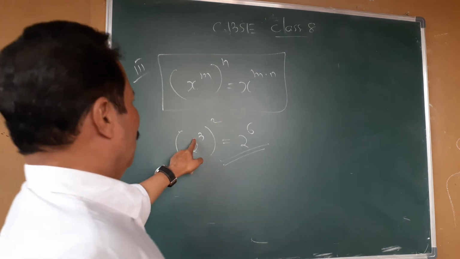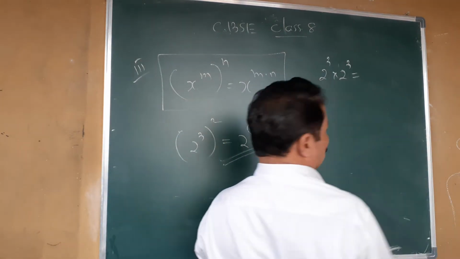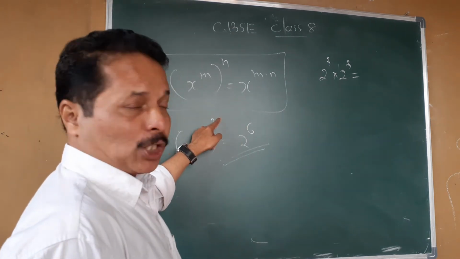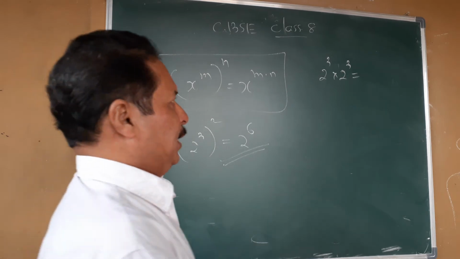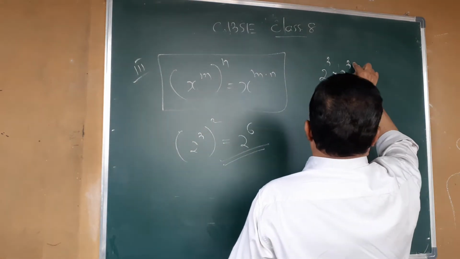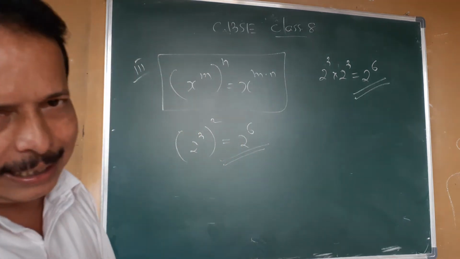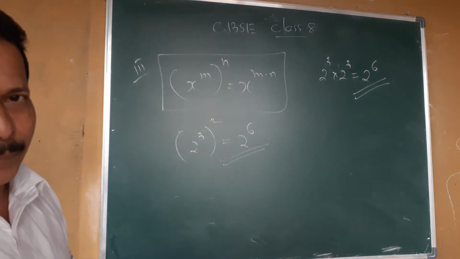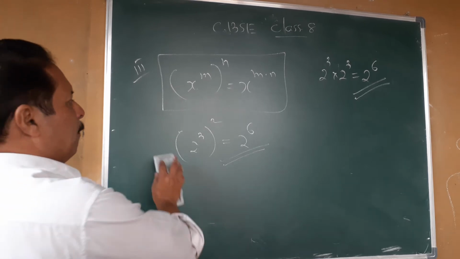And look here. 2 raised to 3 whole raised to 2 means 2 raised to 3 into 2 raised to 3. Exponent is 2. Power is 2. Multiply 2 terms. And you studied that a raised to m into a raised to n is a raised to m plus n, 3 plus 3, 6. That's its answer. You get the idea? Over. Another example.